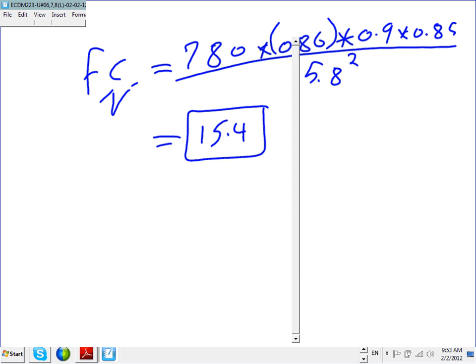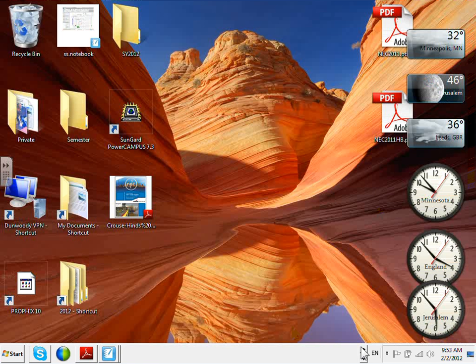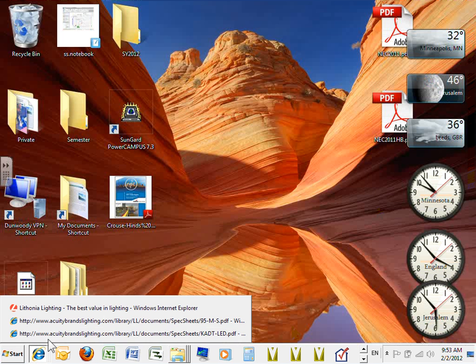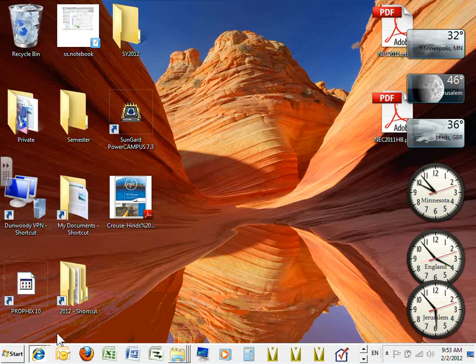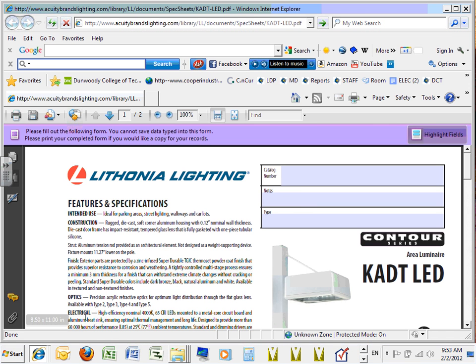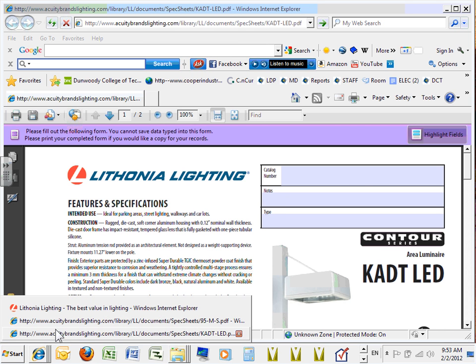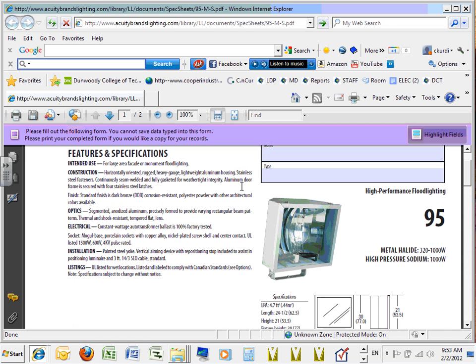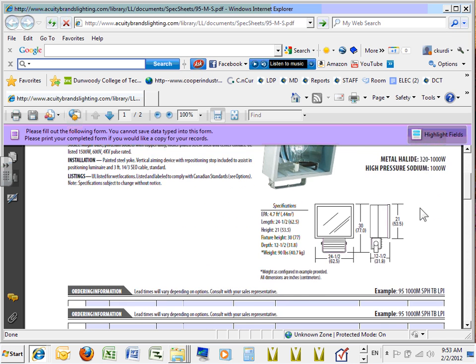I thought, just before I let you go, if you guys go to Lithuania, they have tons and tons of fixtures that you can look at. I grabbed the floodlight. Was it my floodlight here? No, not this floodlight. Here's a floodlight, guys, that Lithuania have. And it's a metal halide. You can buy it from 3200 watt, 320 into 1000 with a high pressure sodium.